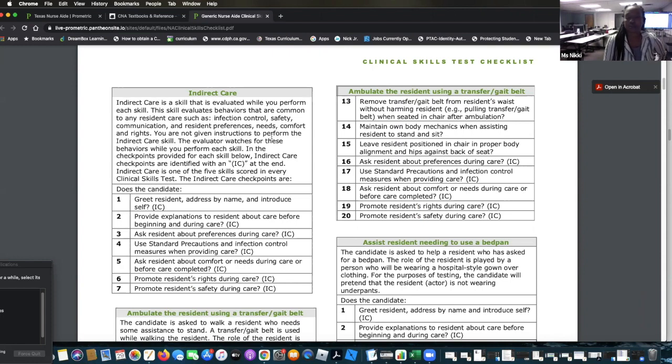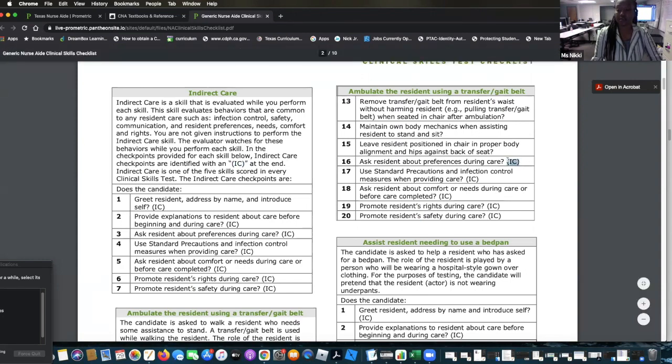You're not given instructions to perform indirect care skills. It should be natural, given. The evaluator watches for these behaviors while you perform each skill. And the checkpoints provided for each skill below, indirect care checkpoints are identified as IC. Like over here, you see IC? It means they're looking at indirect care with that.